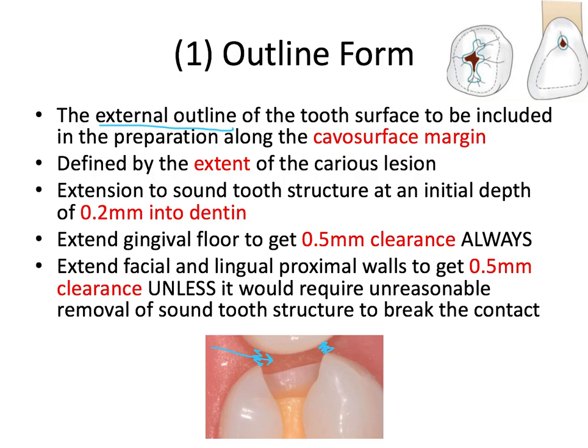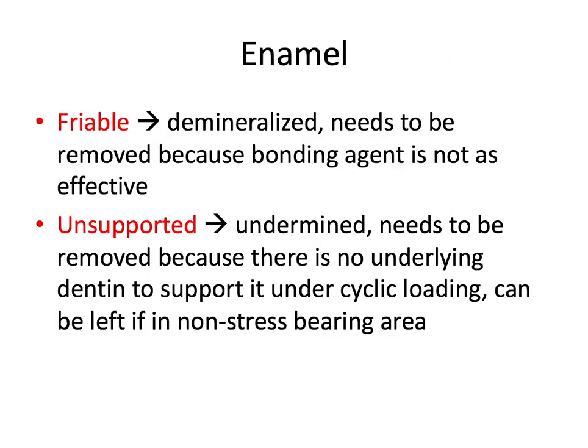But why do we usually want to break the proximal contacts in Class 2 preps, you might be asking? Well, it gives us adequate access for the preparation. We have less potential to nick the adjacent tooth. It allows for easier placement of the matrix band and easier condensation and carving of amalgam if that's the restorative material we're using. All right, so that's about everything that you could be tested on for the outline form.